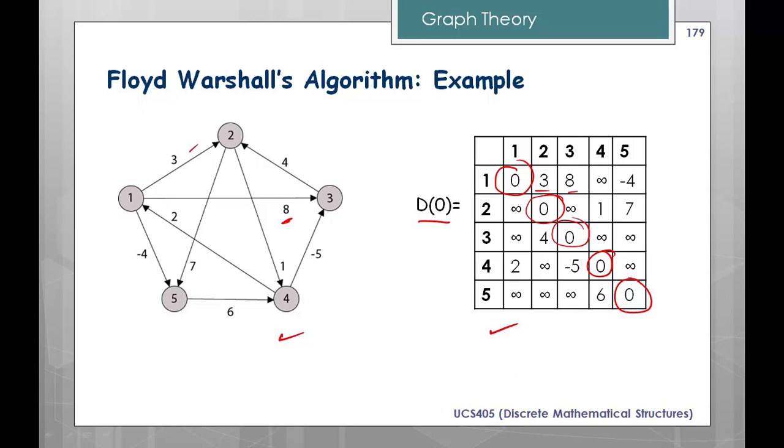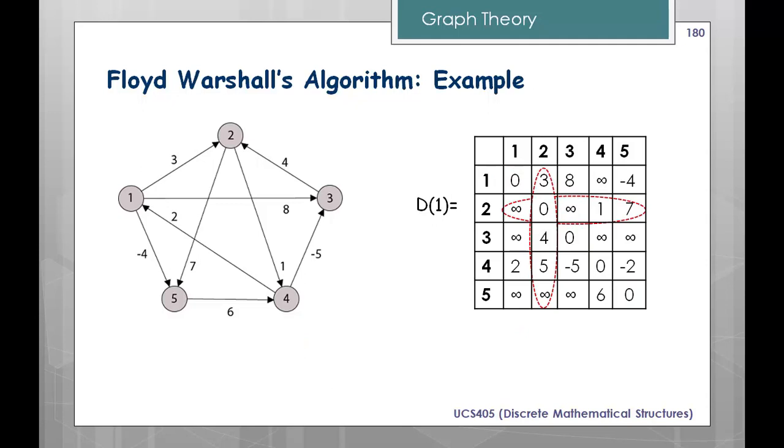There is no direct connection from 1 to 4. That's why we are writing it as infinity. So that means if there is no direct connection from any one node to another node, then we write it as infinity. 1 to 5, how much is the distance? -4. Same way we can write out the values for the other entries.